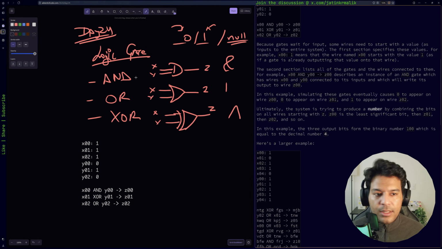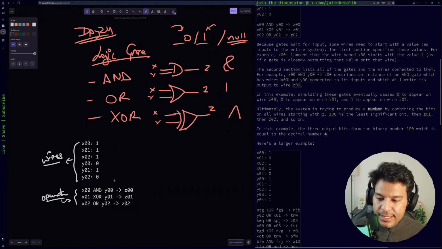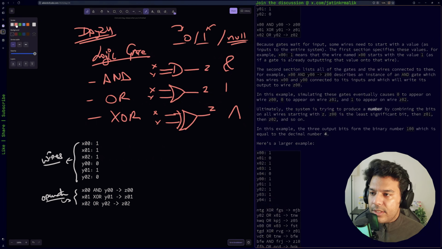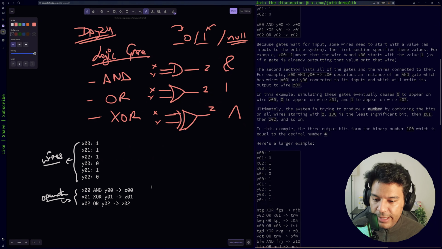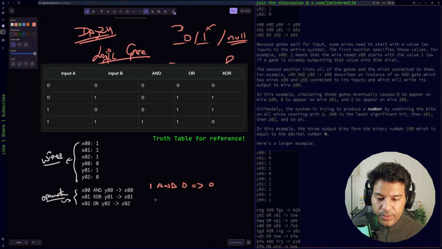So these are the wires that are given to us, and these are the operations, the logical operations that we are doing. Here it says x00 AND y00. x00 has a value of 1, so we write 1, and the value of y00 is 0. We just talked about how with AND, both inputs need to be 1, else the answer is always 0. So the answer would be 0.